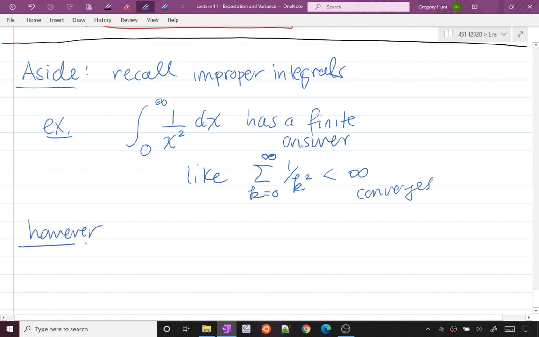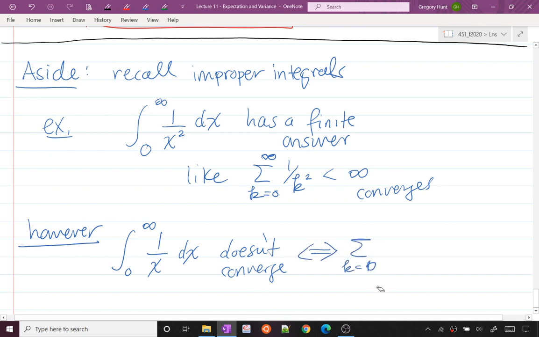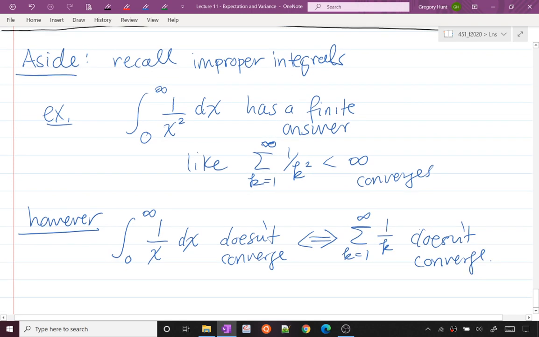However, if I looked at the integral of 1 over x dx from 0 to infinity, this doesn't converge in the normal way to a finite value. This is analogous to the harmonic series, the sum, which starts at 1, of 1 over k. That thing, let's say, is infinity. The better way to say it is that it doesn't converge. Okay? So sometimes integrals converge, sometimes they don't. And in particular, this one doesn't.